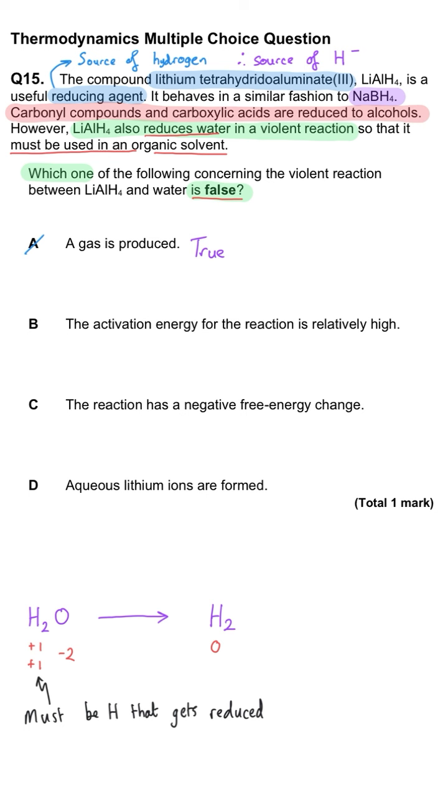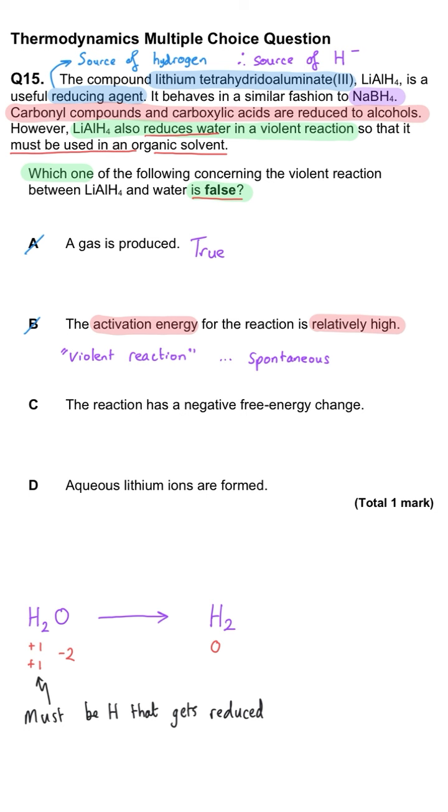B, the activation energy for the reaction is relatively high. Well, this is really unlikely if a violent reaction happens without us wanting it to happen, and that's why we have to use the organic solvent. And so that means that this doesn't need very much activation energy to happen, and so therefore the activation energy is not likely to be high, it's likely to be very low, to the point where we can't prevent this reaction from actually happening. And so B is a false statement, and so the answer that they're looking for in this question.